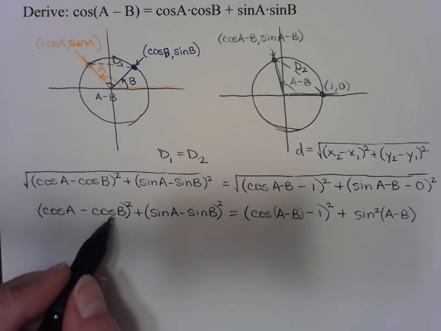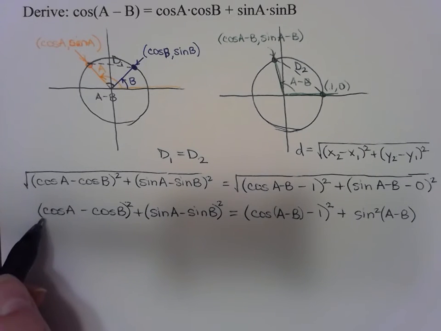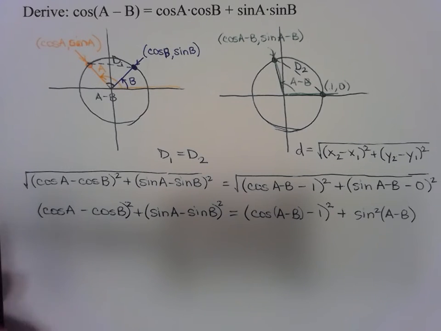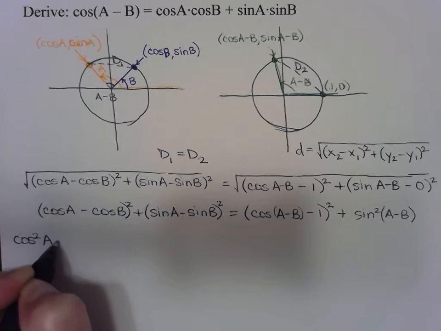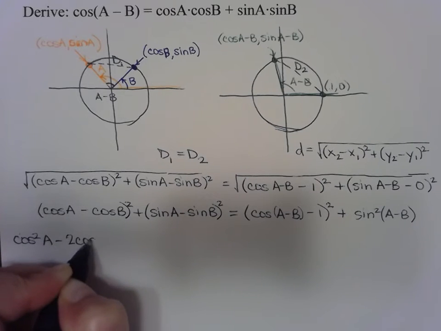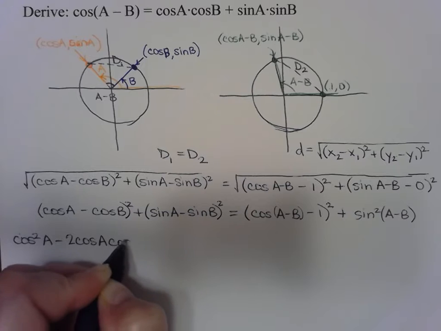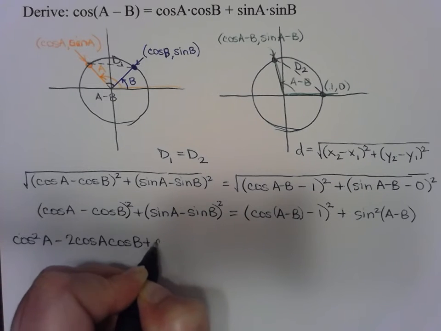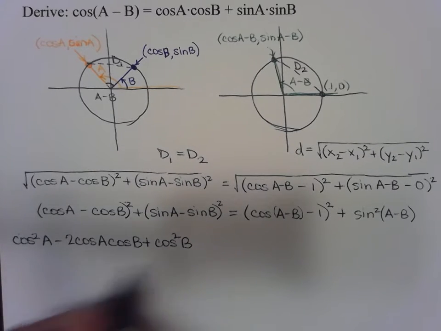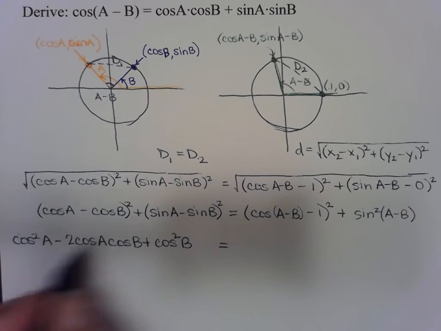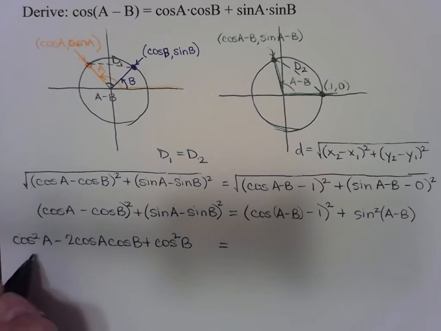All right, so if I FOIL this out, think of there being 2 copies, cosine of A minus cosine of B times another cosine of A minus cosine of B. If I FOIL that out, I'm not going to write it out in the interest of time. It's going to be cosine squared A minus 2 cosine of A cosine of B plus cosine squared of B. Since I'm trying to fit this all on one piece of paper, I'm going to write the sine down below. Okay, same thing here.